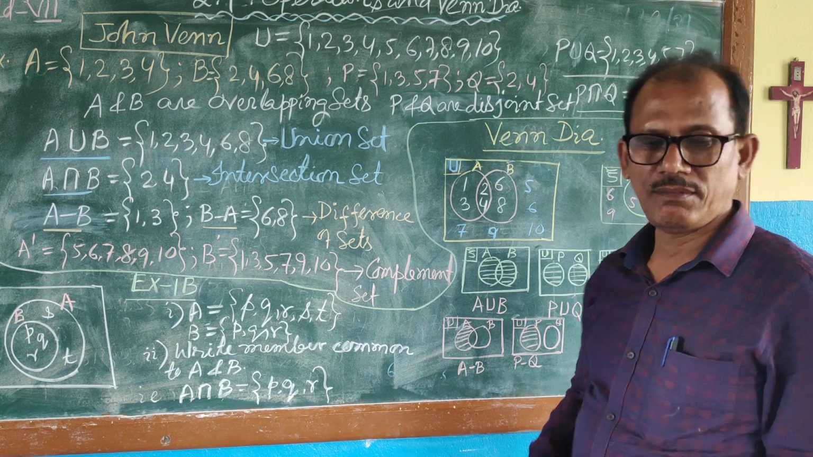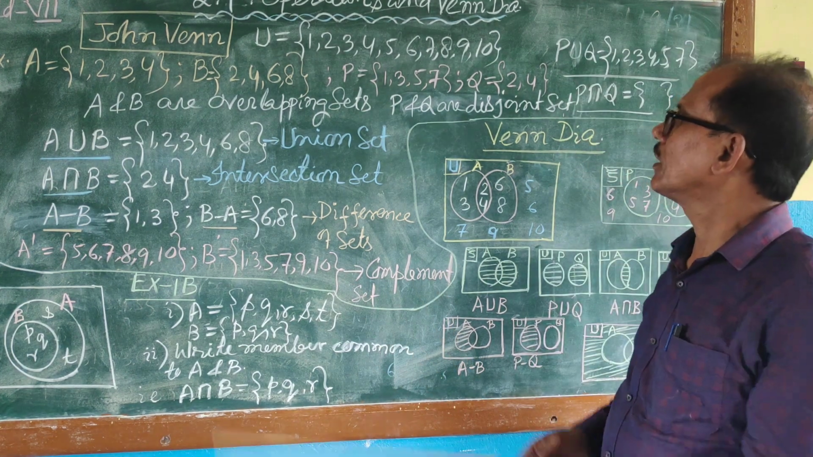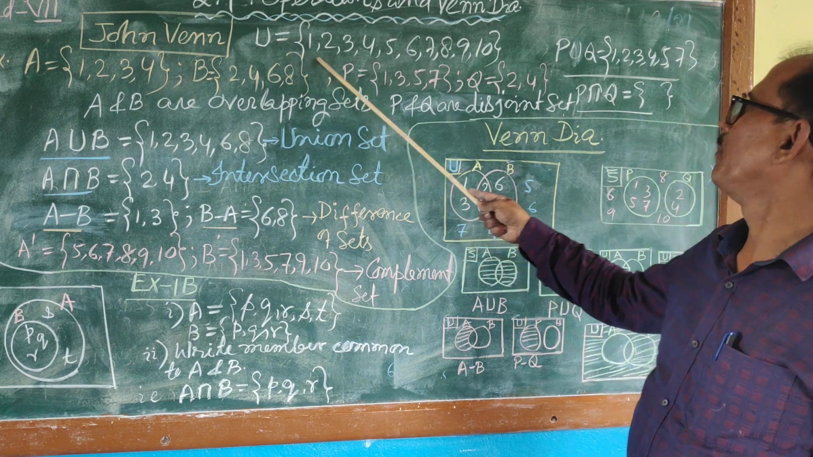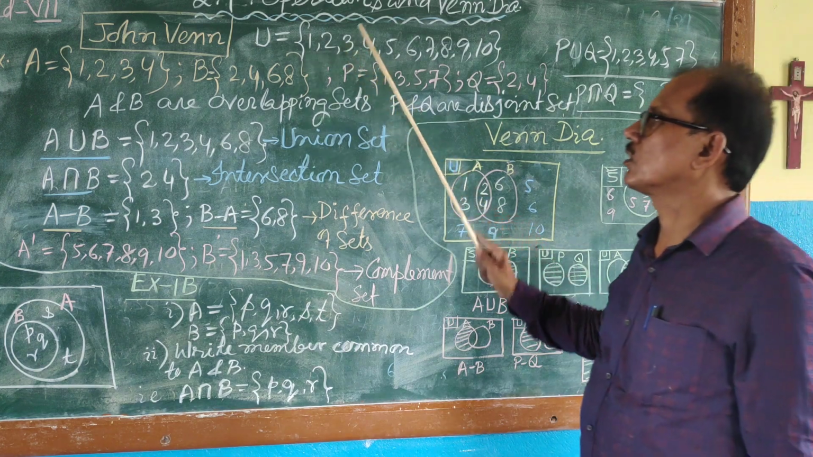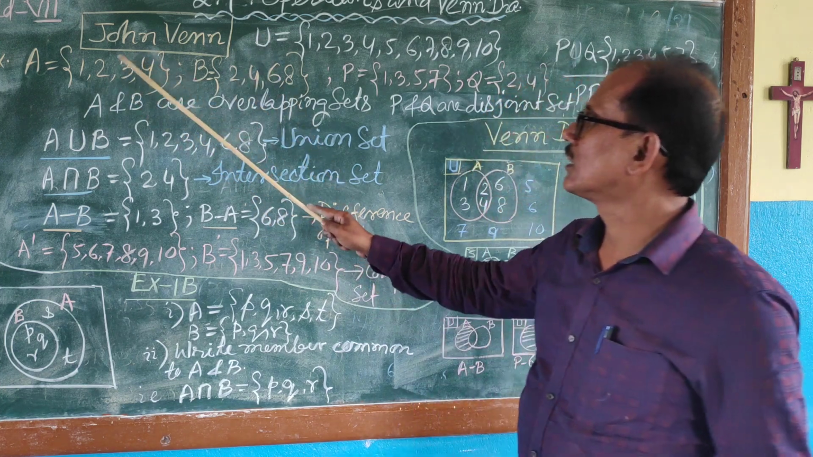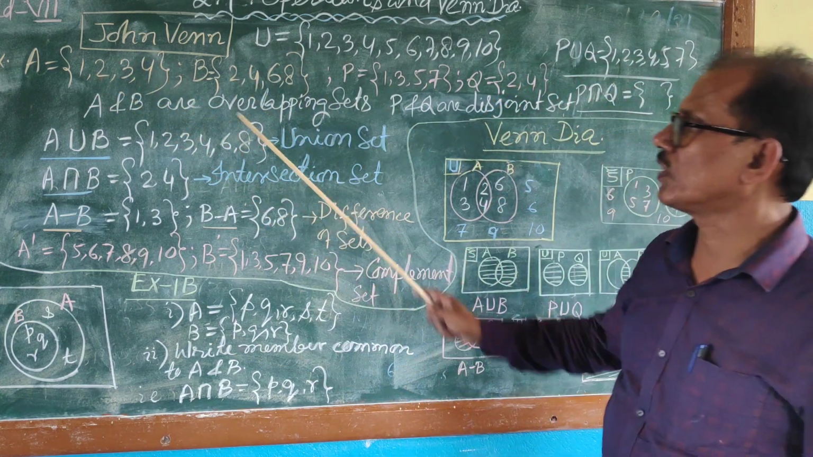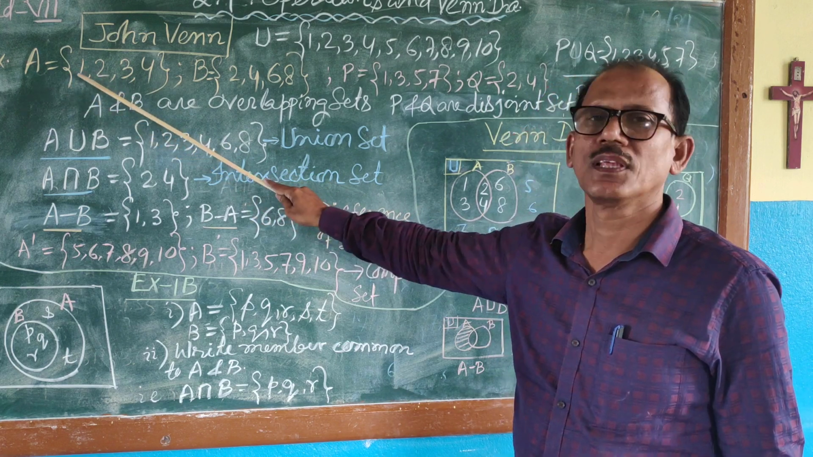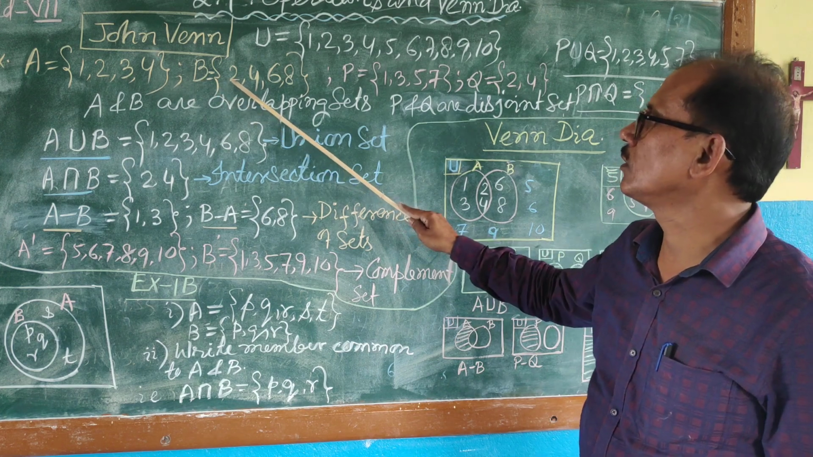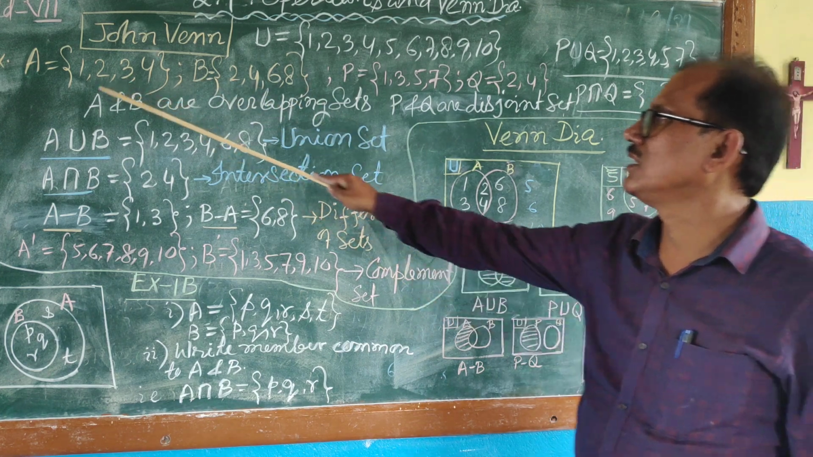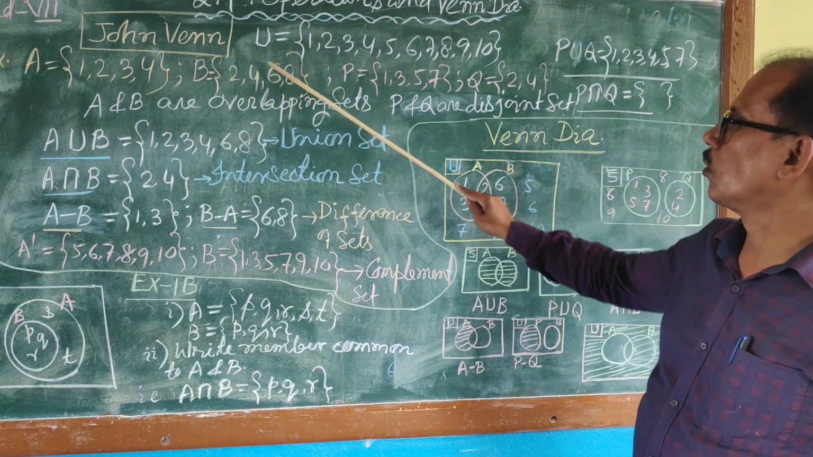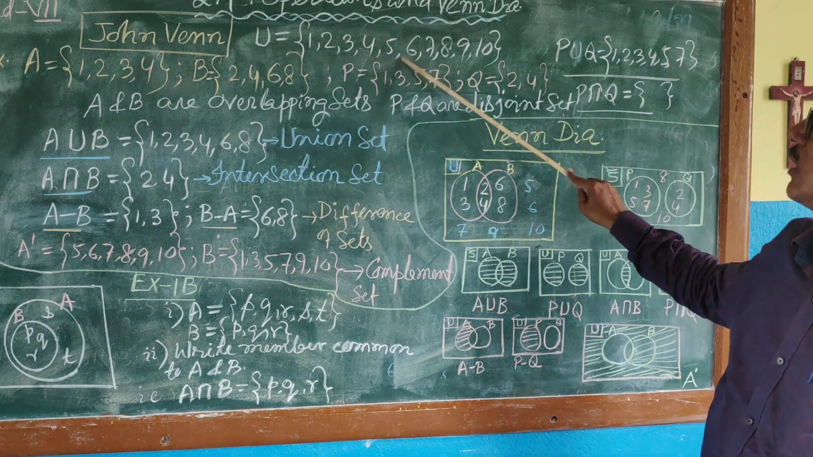Firstly, I will take an example, it will be better. I have taken a universal set, the set having the elements of the first 10 natural numbers. You understand? Now you see, I have taken four subsets. The first two subsets are A and B. A is a set having the elements 1, 2, 3, 4, and B is a set having 2, 4, 6, and 8. Obviously, all the elements are present in the universal set.